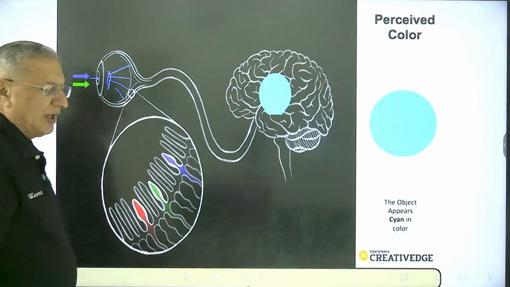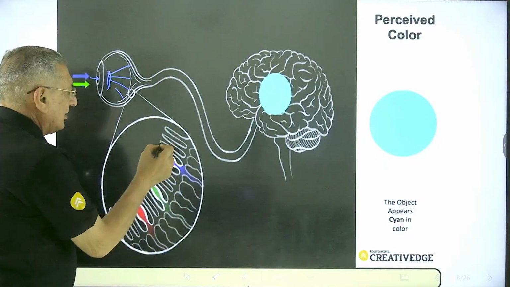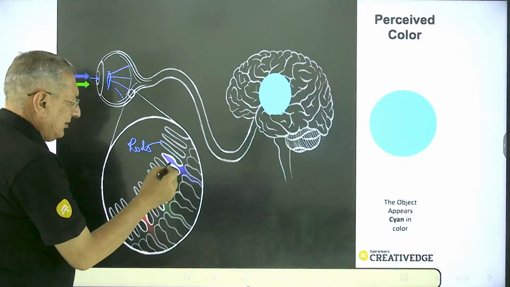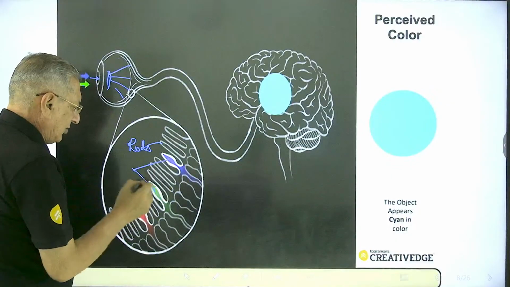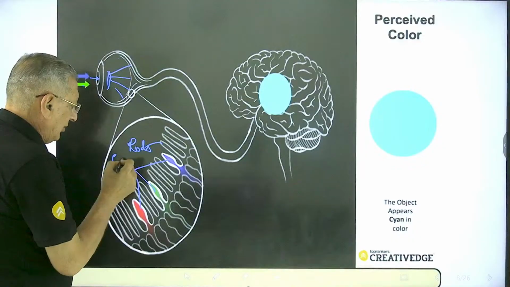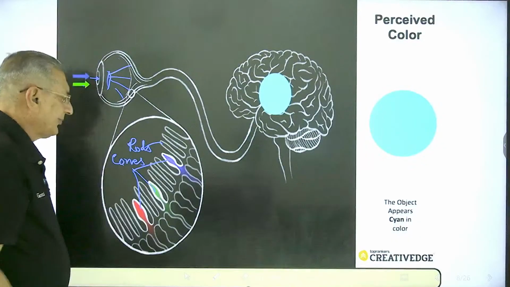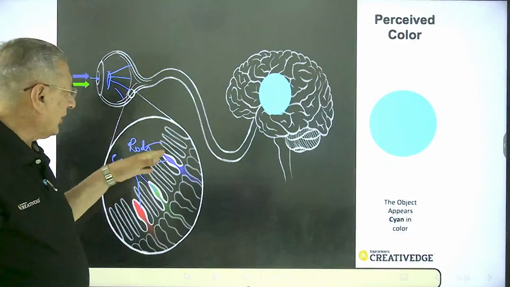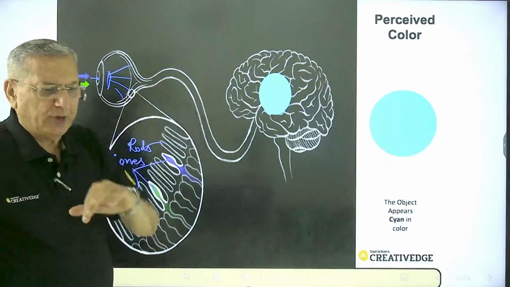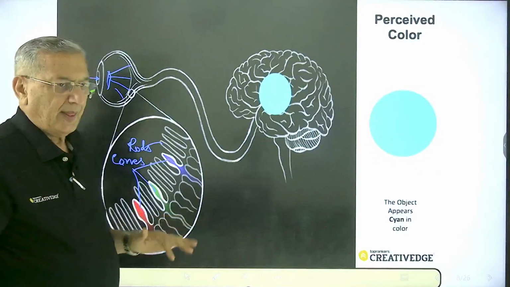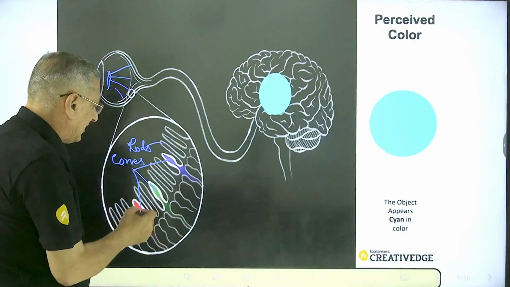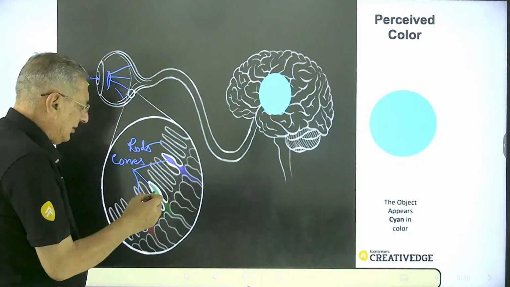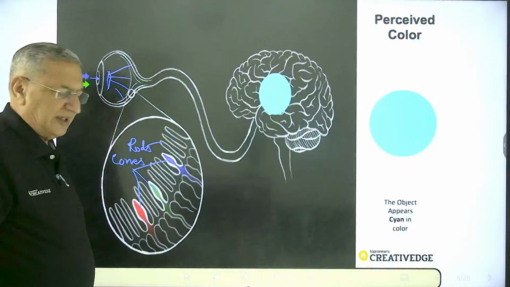The retina has got two kinds of cells: rods, and these three different varieties of cones. Rods are responsible for the tonal values, that means white to black color. And the cones are individually responsible for either the blue light, or the green light, or the red light.